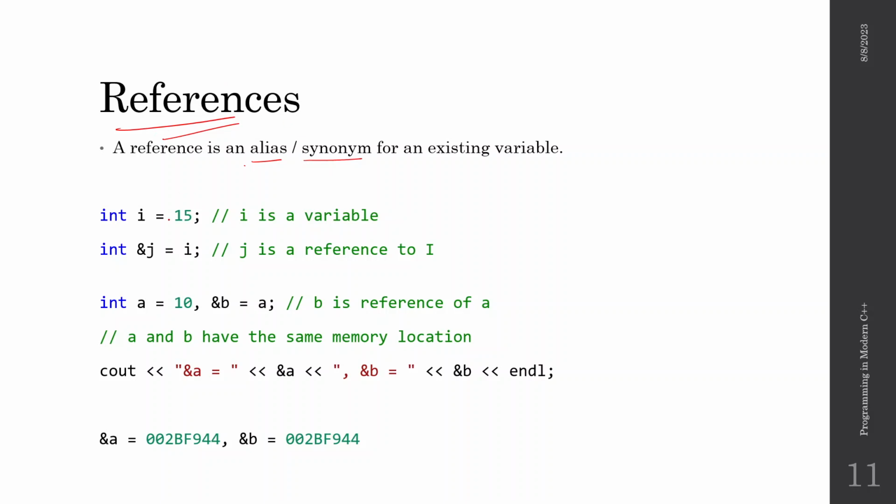So how does this work? Suppose we have a normal variable such as int i equal to 15. We can define a reference to i as j using this syntax. The syntax is int ampersand j. So int ampersand says that this is a reference. So int ampersand j equal to i says that j is a reference to i.